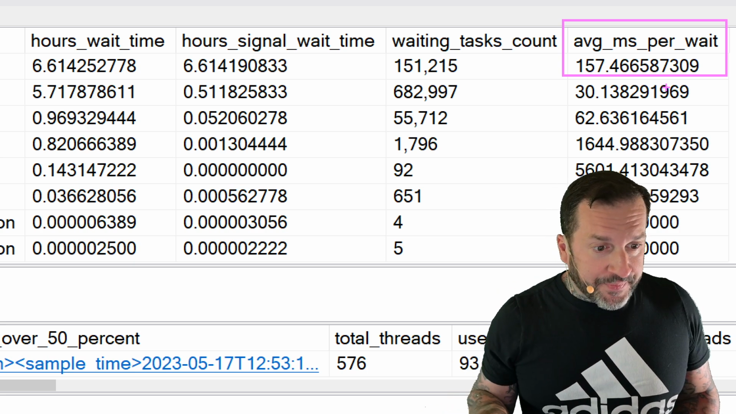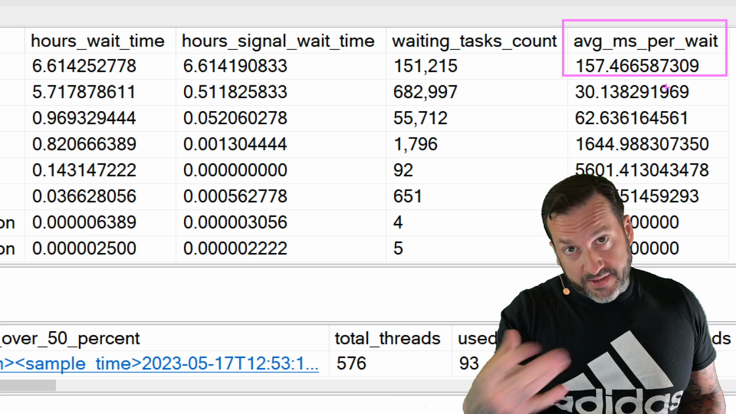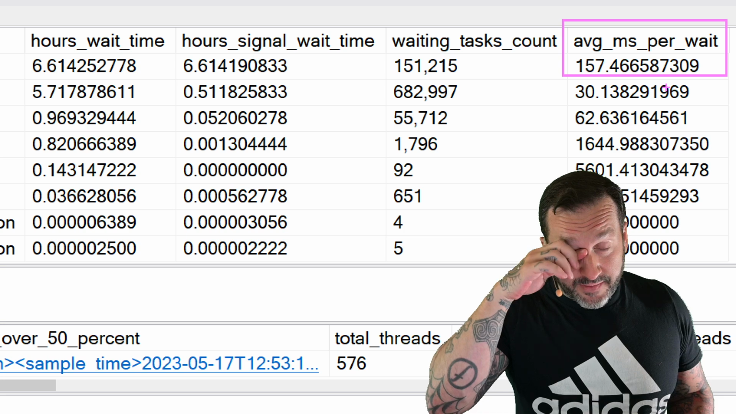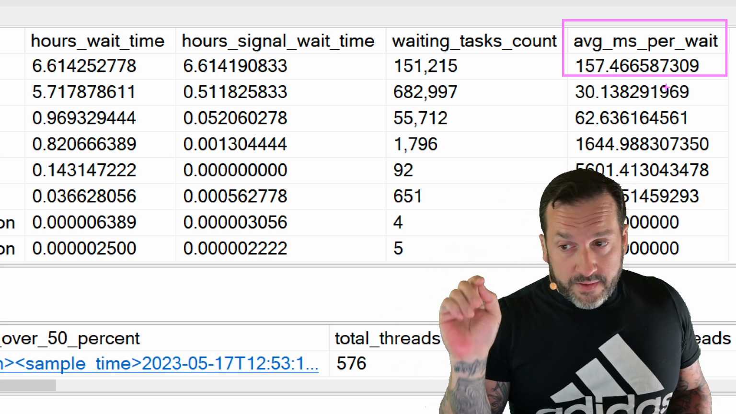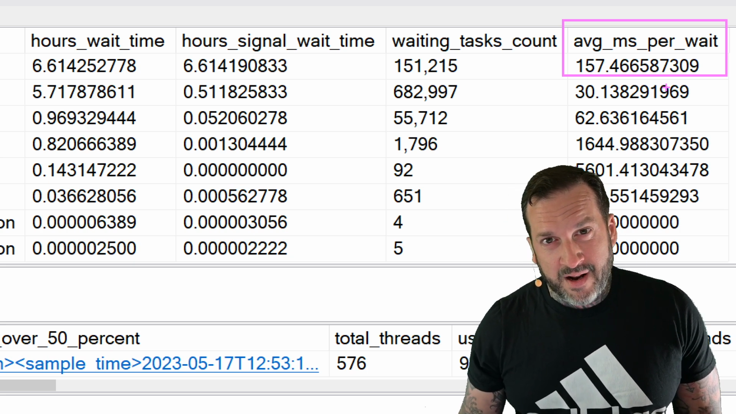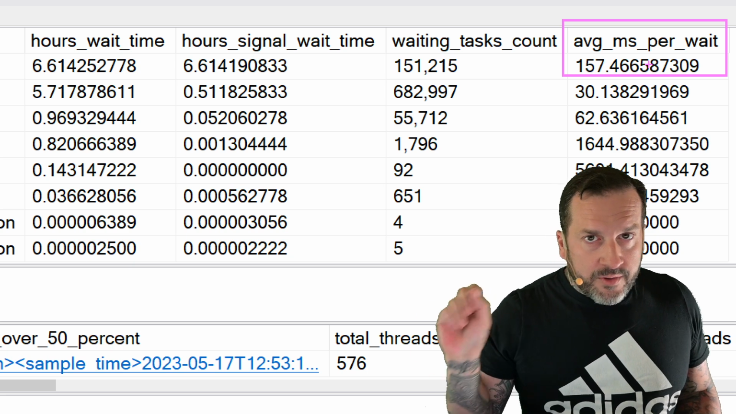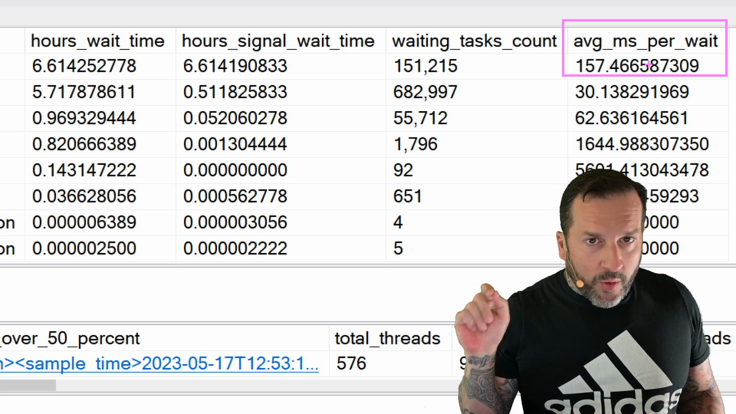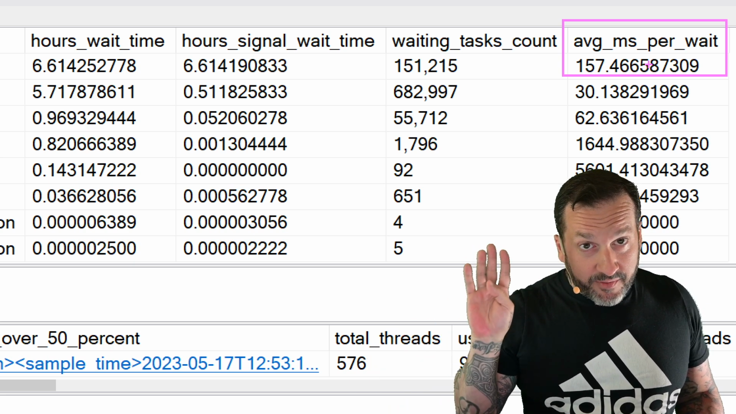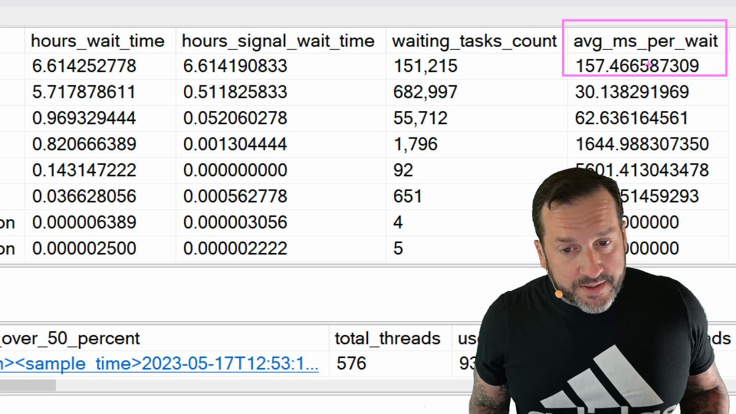Bonkers. It's insane. Now, granted, there are situations where you could have a non-yielding scheduler where something is just dominating a scheduler and not letting it go. I see that happen sometimes with weird xp_cmdshell stuff, or in system stuff too, like buffer latch timeouts. You might see non-yielding schedulers arise from that. But queries were waiting 157.4 milliseconds to get back on a CPU to get 4 milliseconds of CPU attention. And that's a really bad situation.